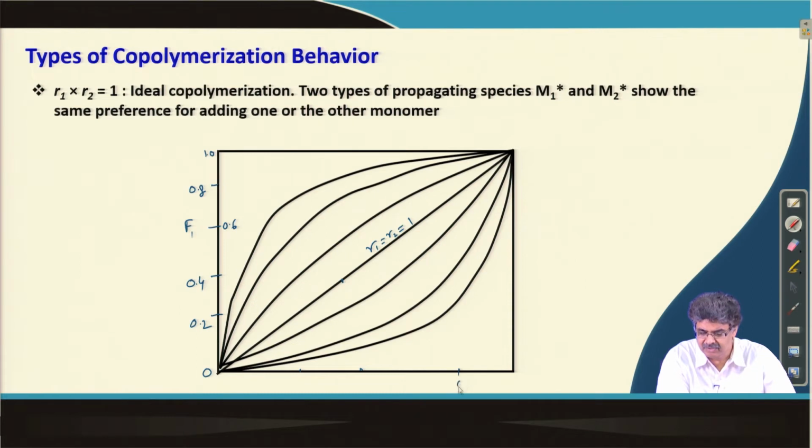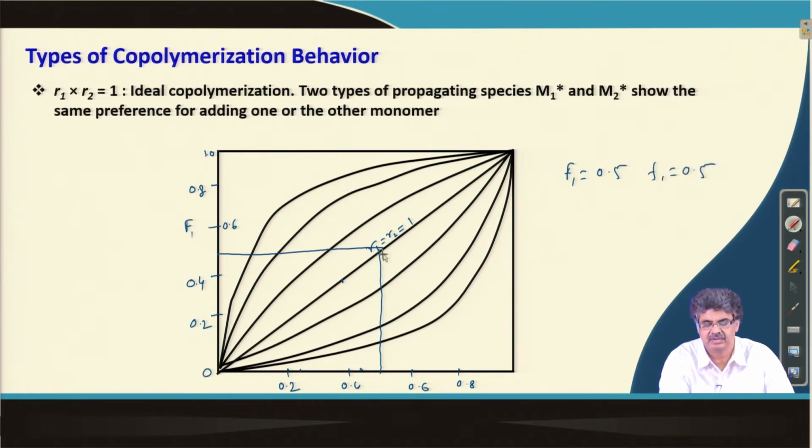So, maybe this is 0.8, 0.6, maybe 0.4, 0.2, anyway. So, in this case, f1 of 0.5 is the same as F1 of 0.5. So, if I have f1 of 0.5, it corresponds to F1 of 0.5. The monomer feed ratio will give you the ratio of monomers in the copolymer to the same extent.